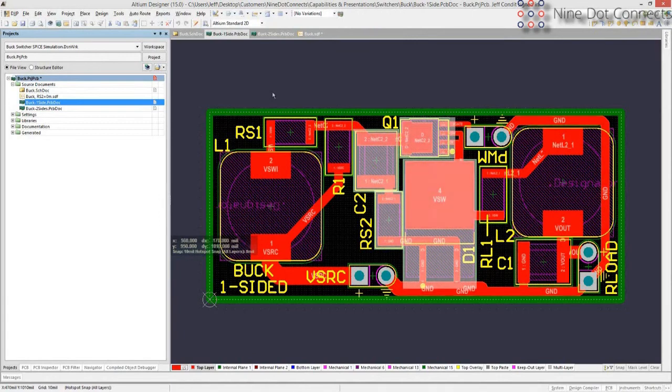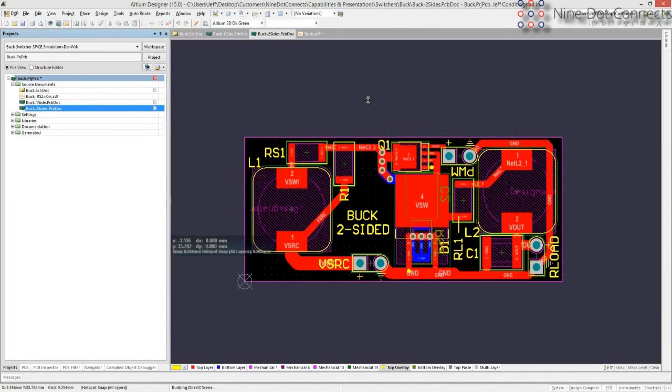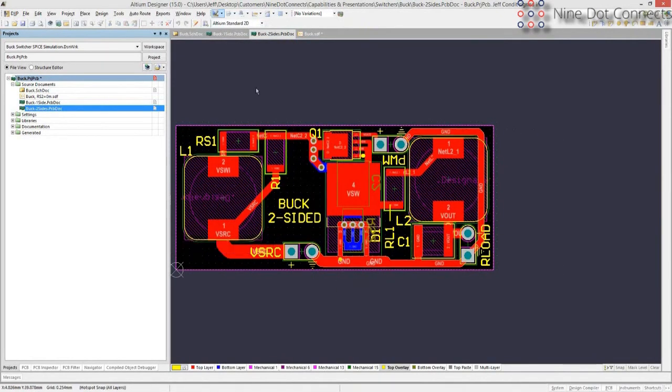Now it is possible to look at a two-sided design, so let's switch it here. Here's a two-sided design. If we look at the bottom layer, you'll see that two of the parts we're talking about are on the bottom, and on the top layer you have the two parts that need to be on the top.